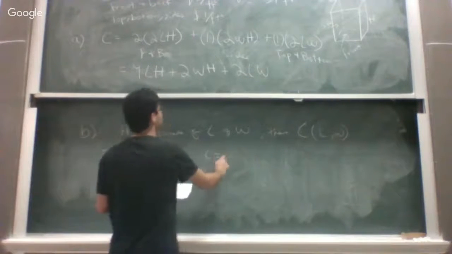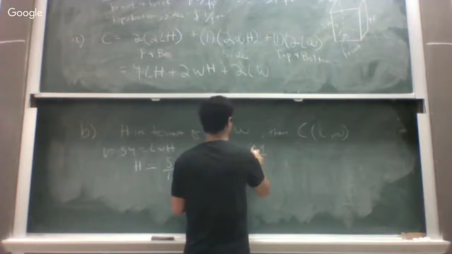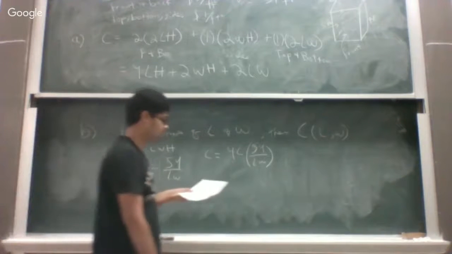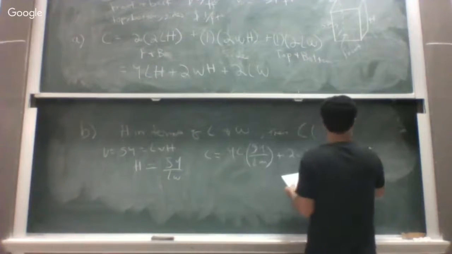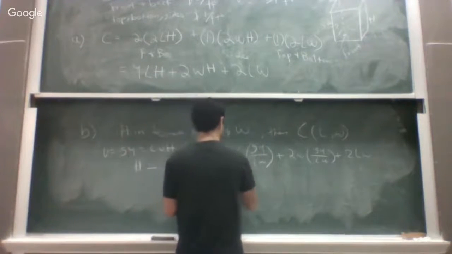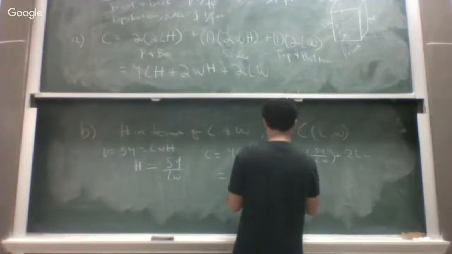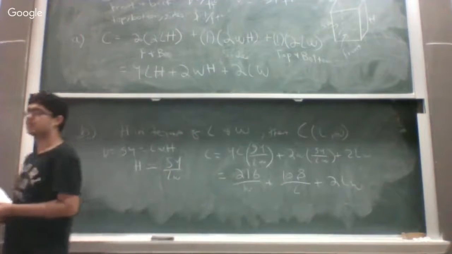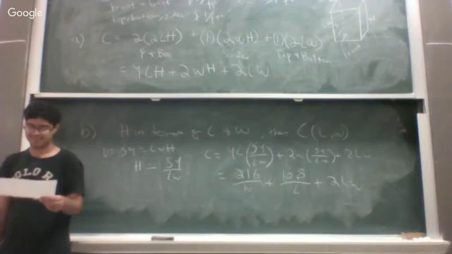So for our cost, we plug that in for height. We have 4L times 54 over LW, yes, we substitute, plus 2W times 54 over LW plus 2LW. So 4 times 54, 216 over W plus 108 over L plus 2LW. That sounds weird saying W. You said W so many times, it's weird.